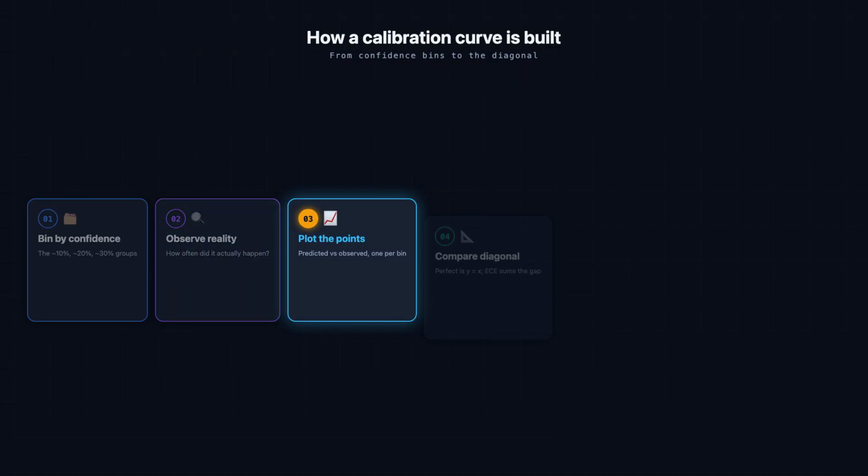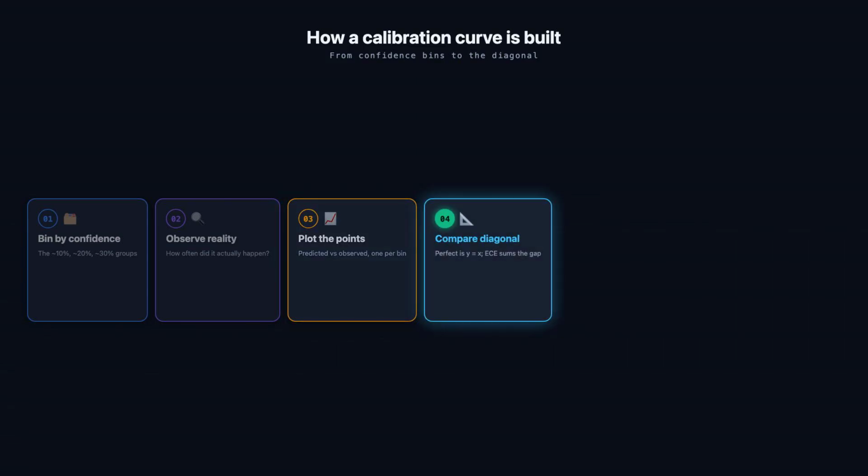Then plot the two together. Put the average predicted probability along the horizontal axis and the observed frequency up the vertical one, placing exactly 1 point per bin. Connecting those points gives you the calibration curve itself, a simple visual summary of how trustworthy the model's confidence really is. Finally, compare against the diagonal.